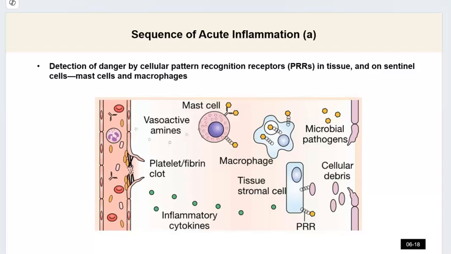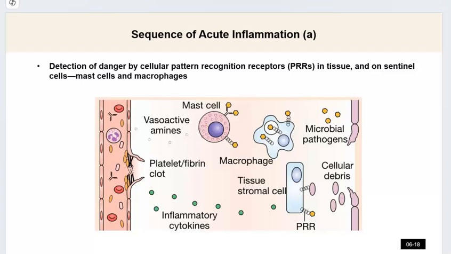So we have to figure out how this all works. The detection of danger by the cellular pattern recognition receptors, those PRRs, which is what they talked about in the video, are necessary, as well as our mast cells and our macrophages.